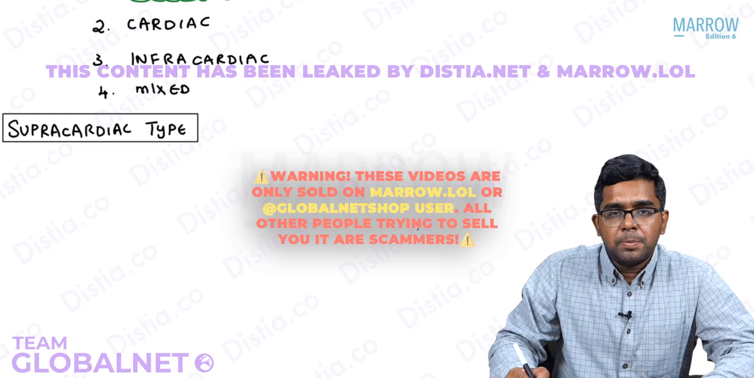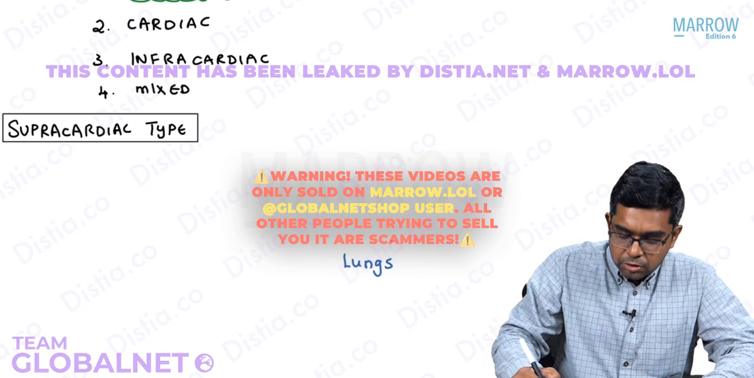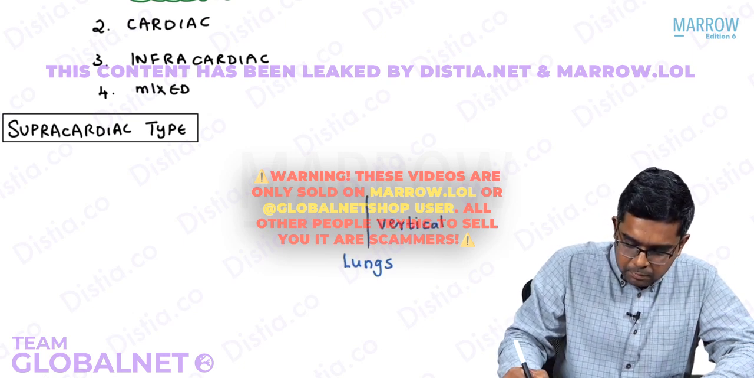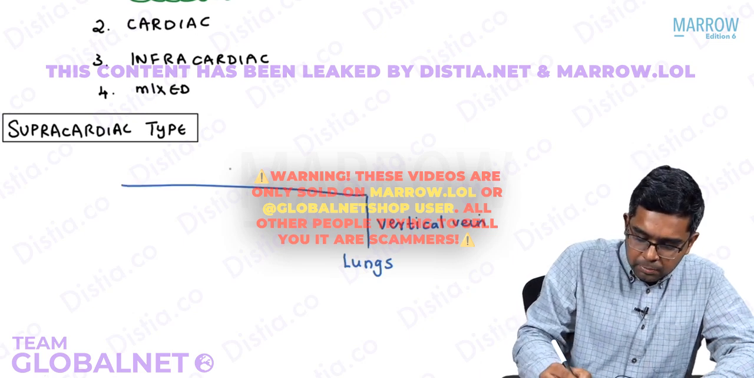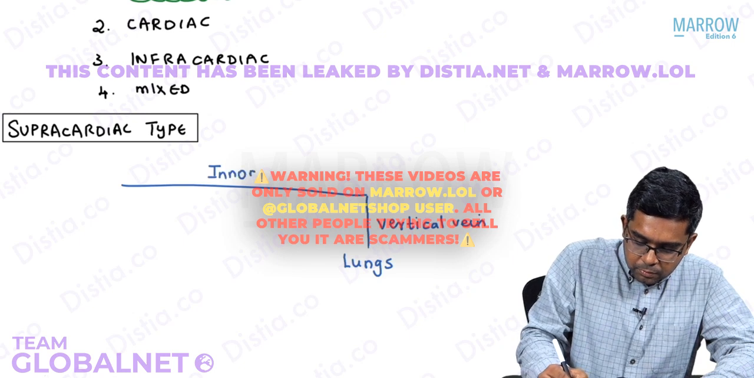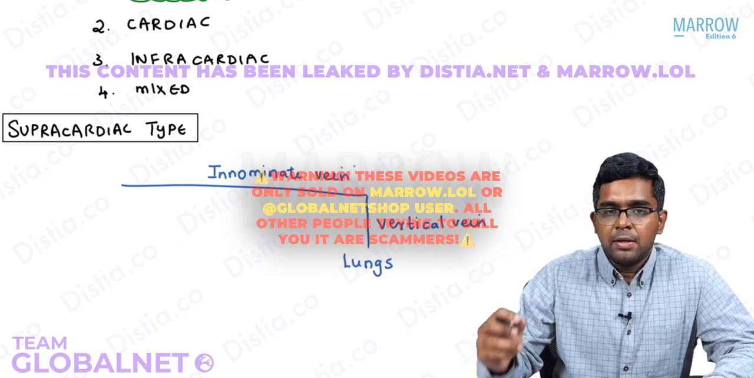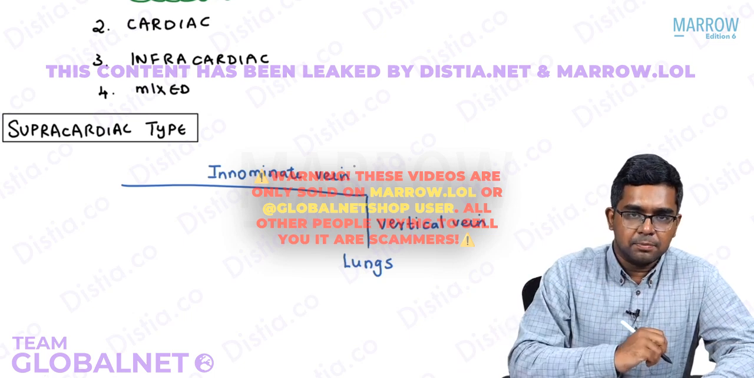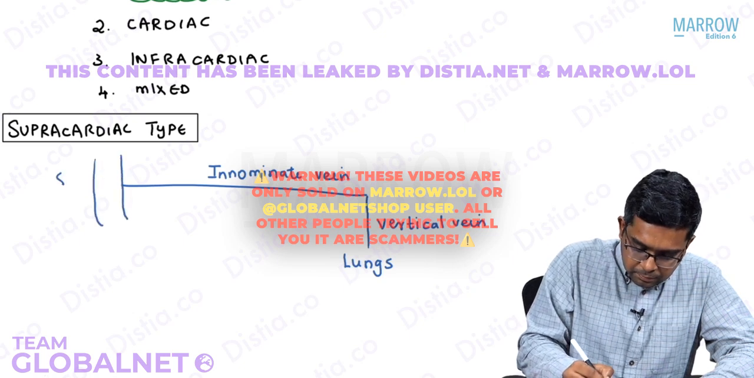So what is going to happen in supracardiac type? From the lungs, all the pulmonary veins join together and form the vertical vein. Then they enter into the innominate vein, which is also called the brachiocephalic vein. And we all know that those brachiocephalic veins will join to form the SVC. So next, it is going to enter into the SVC.